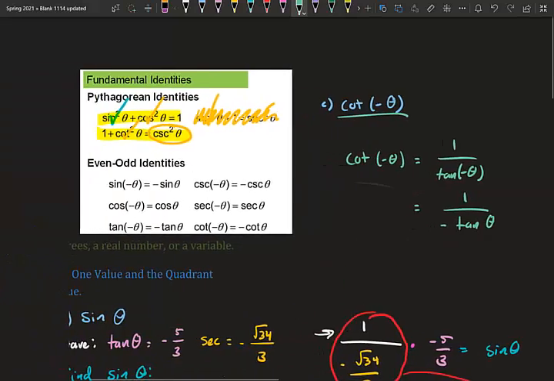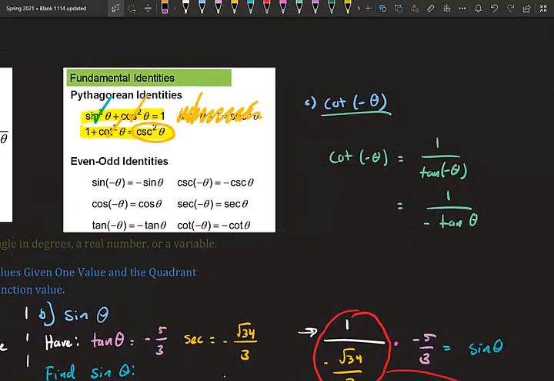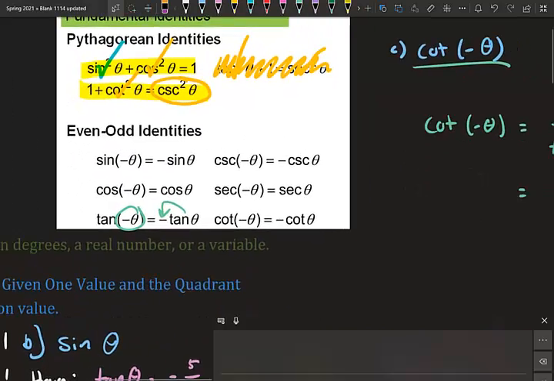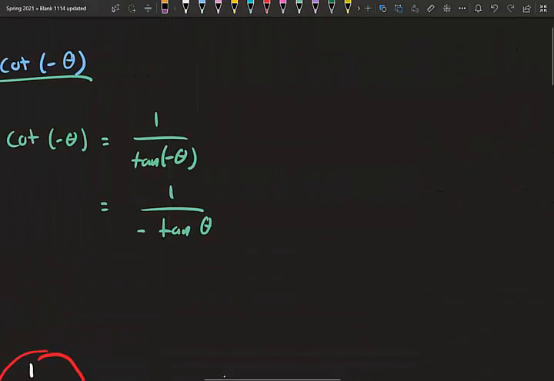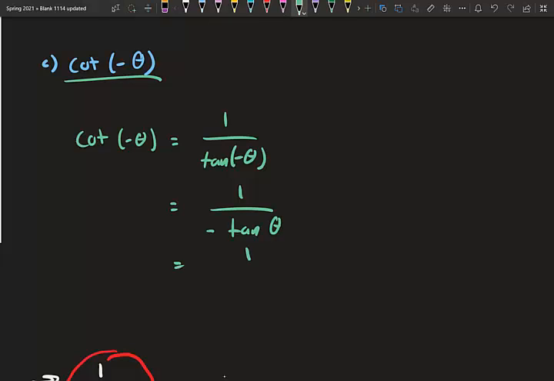Now, how did I get that? It comes from the even-odd identities. If we have a negative theta, it just means you have a function that's negative. That's all that means. So we have tangent theta. We have 1 over negative. So tangent theta was negative 5 over 3. We simplify. And after we simplify, we get cotangent negative theta equals 3 over 5.